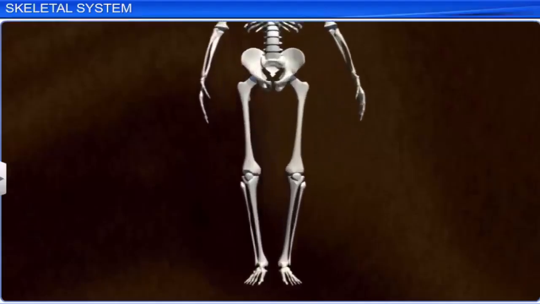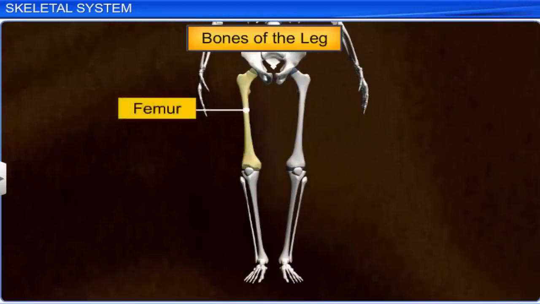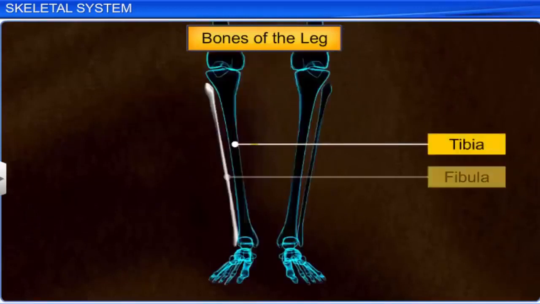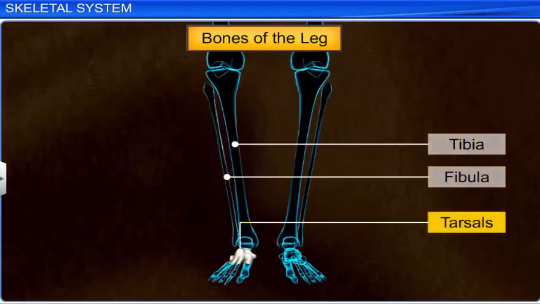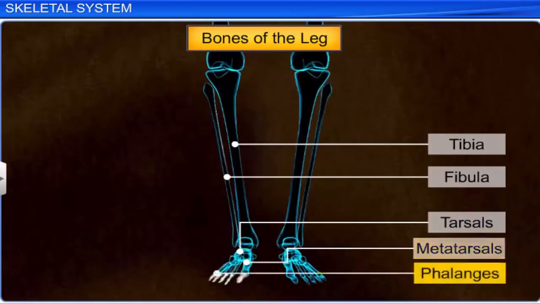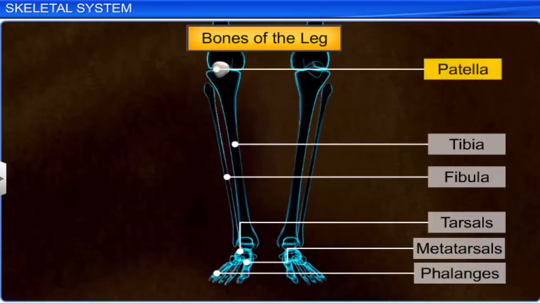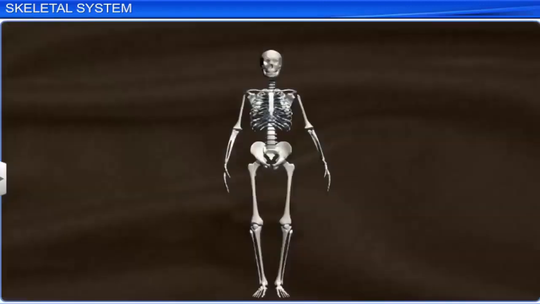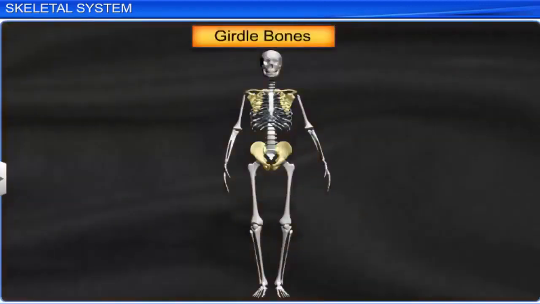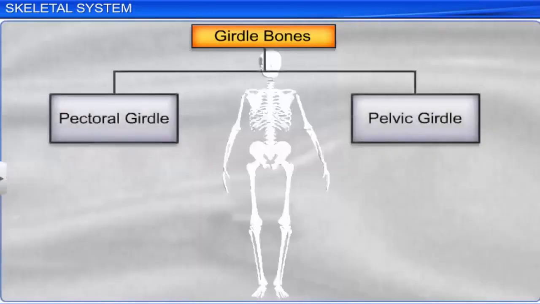The bones of the hind limb or leg consist of the femur or thigh bone, tibia and fibula, 7 tarsals or ankle bones, 5 metatarsals, and 14 phalanges. Another bone called the patella or kneecap is found on the ventral side of the knee. The remaining 6 bones form the girdle bones, which articulate with the limb bones to the axial skeleton. There are 2 girdles, the pectoral or shoulder girdle and the pelvic or hip girdle.